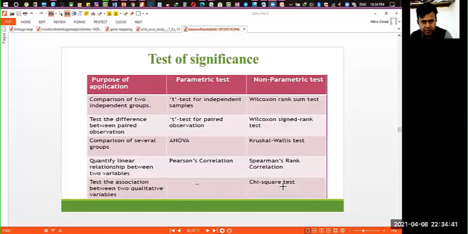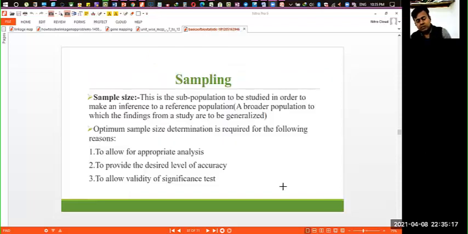Okay, and the parametric test, t-test, when is it applied? The t-test is applied when there is an independent comparison, you have to take independent samples and we want to compare them, right? And the t-test for paired observation tests the difference between paired observations. And the parametric test ANOVA is applied when you have to compare several groups. Pearson correlation is applied when you have to quantify the linear relation between two variables, to test the association between two qualitative variables.